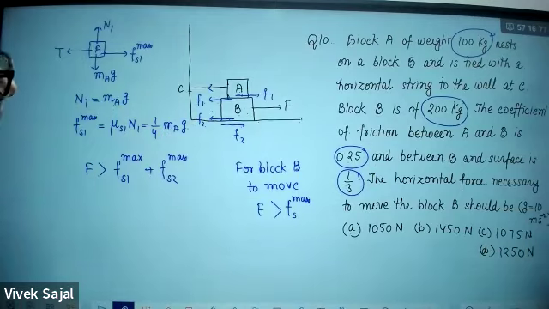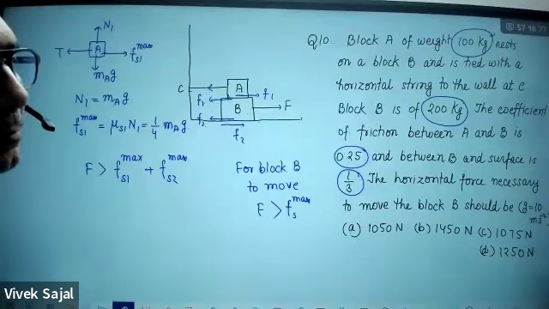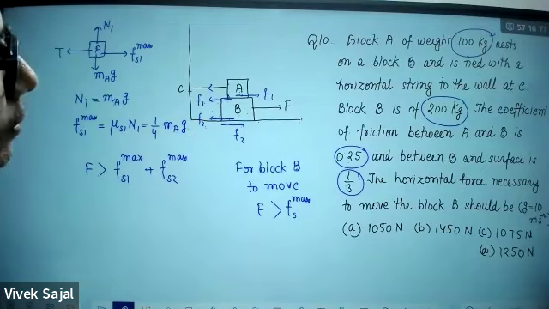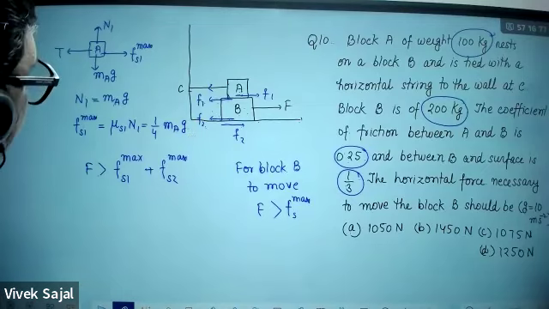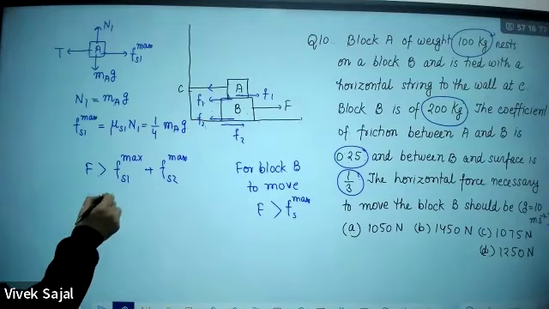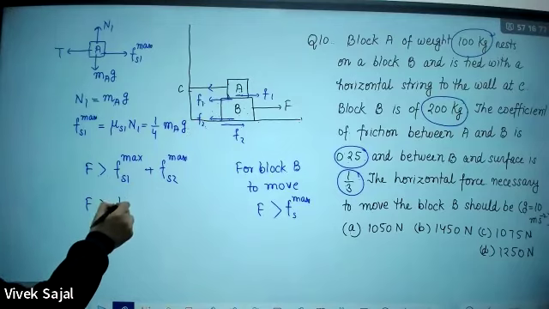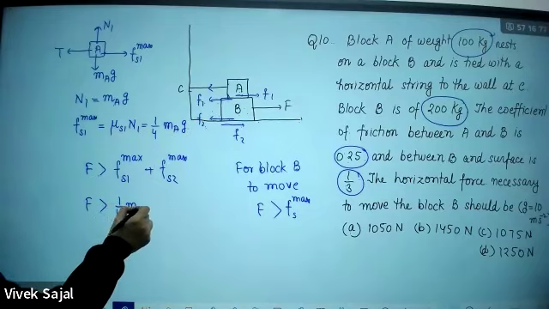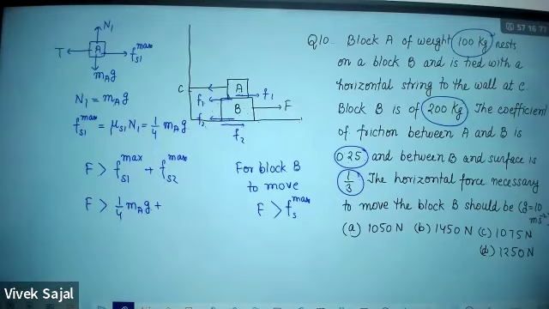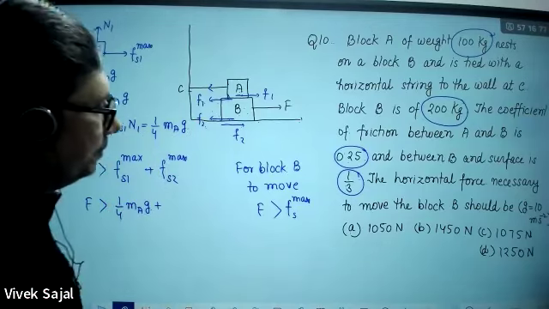But the question is, what happens on B? What is this F2 max? Can anyone tell me how will you find out F2 max? So F will be, I'm writing here half of the part. S1 max I have calculated, 1 by 4 MA into G. ठीक है? This is okay. But what will be here in plus? Look at B.